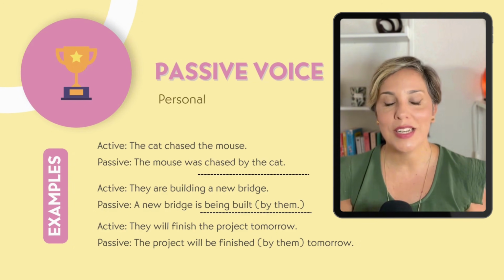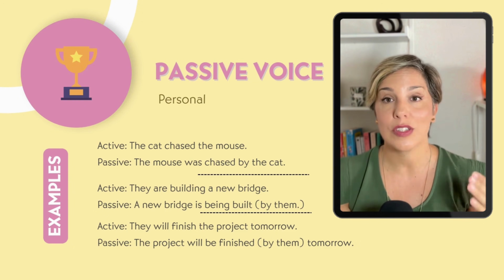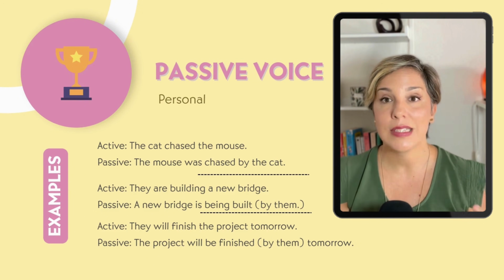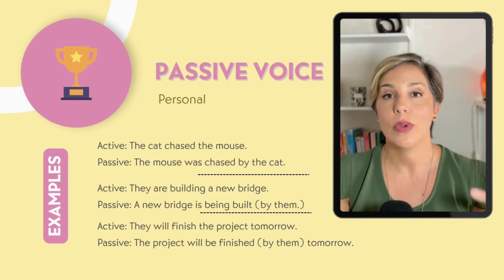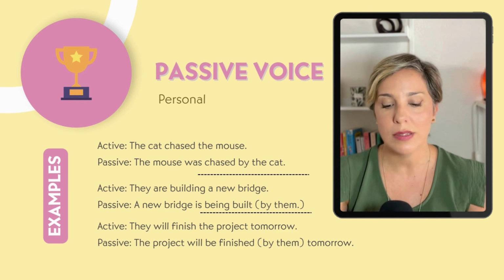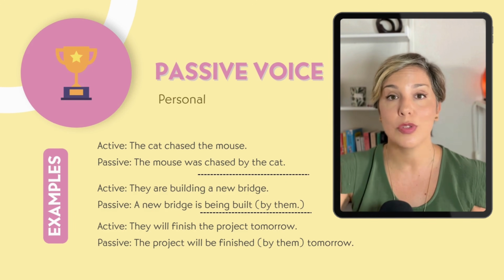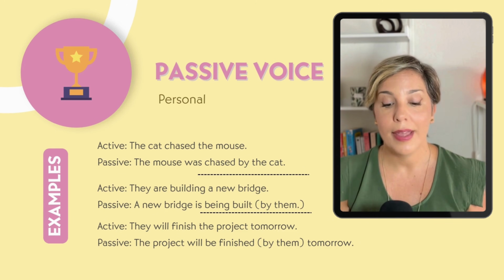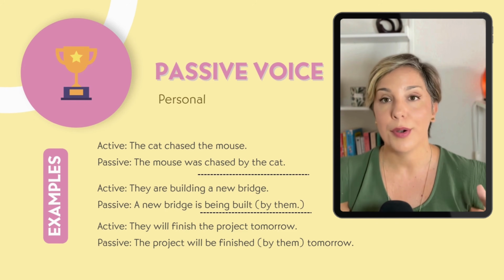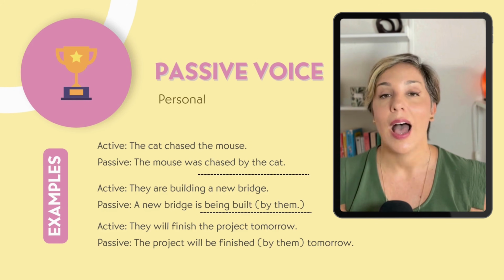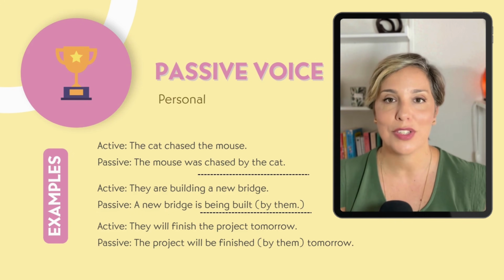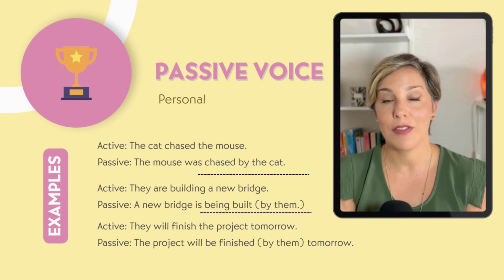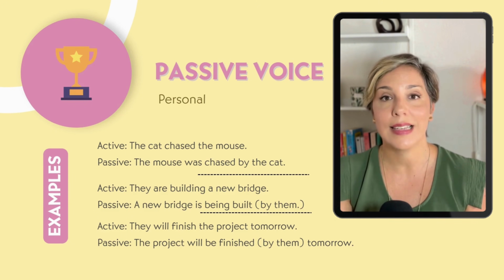So here on the screen, you can see more examples with transformation. You have an active sentence, they are building a new bridge, and then again, we repeat the same process. We take the object and it becomes the subject, a new bridge, okay, because it's the object, becomes the subject. Then I pay attention to the verb tense of the active sentence, are building, which is a present continuous. And then what I do in the passive is that I use the verb to be in the present continuous, which is being, okay? The verb to be is, and then be ending in ing, okay?